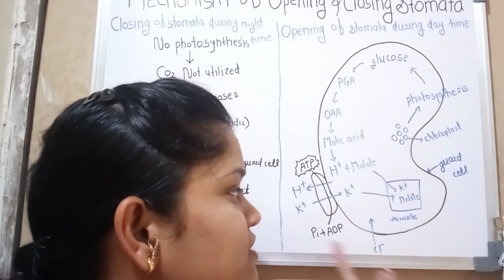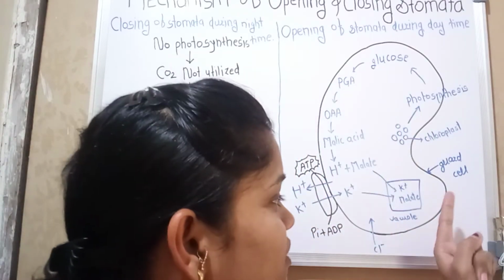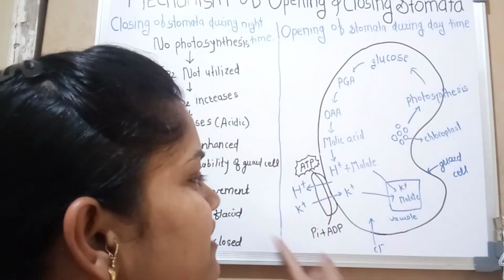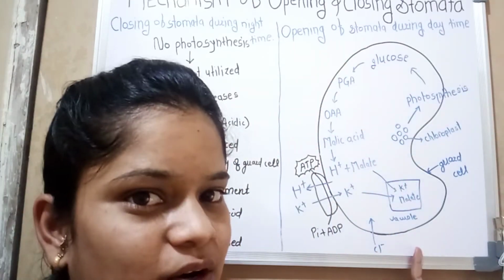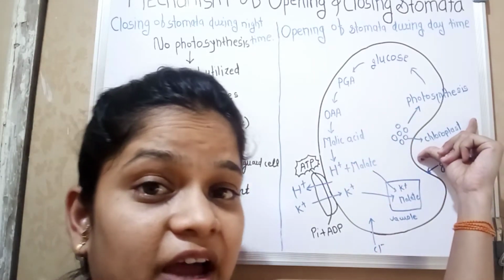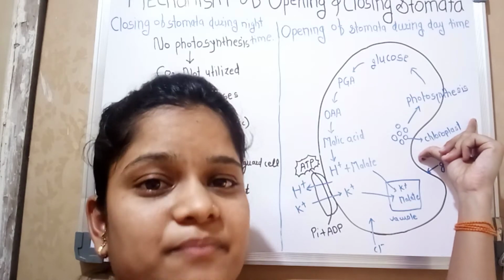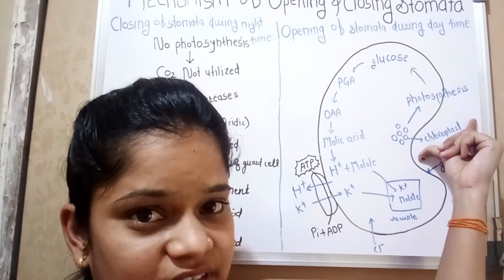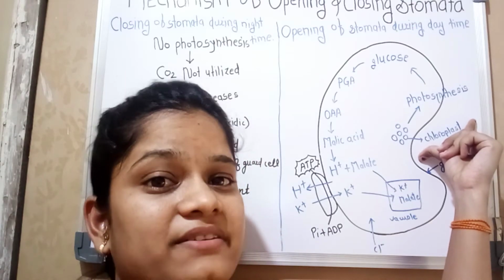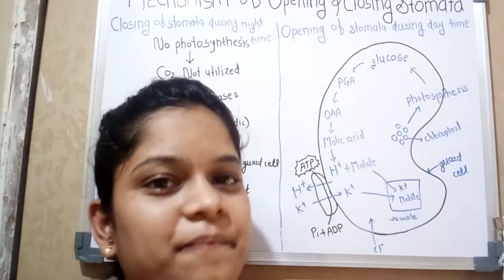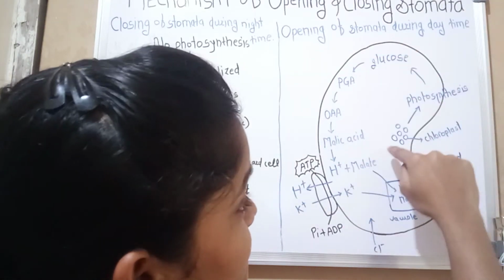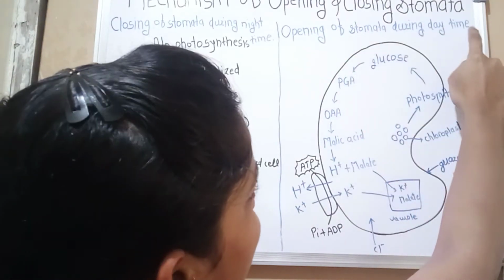We know the structure of stomata. The stomata consist of guard cells. These guard cells surround the subsidiary cells. In the guard cell there is a chloroplast, and we know the chloroplasts are responsible for photosynthesis during the daytime. In addition, carbon dioxide is required. So let's see what kind of mechanism takes place inside the guard cells during the daytime.